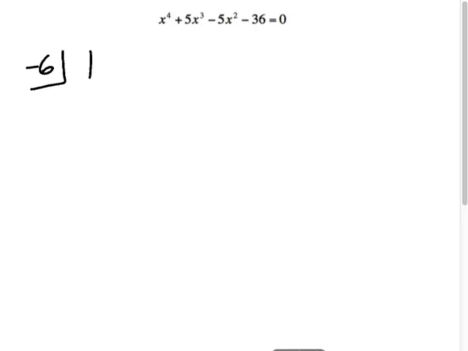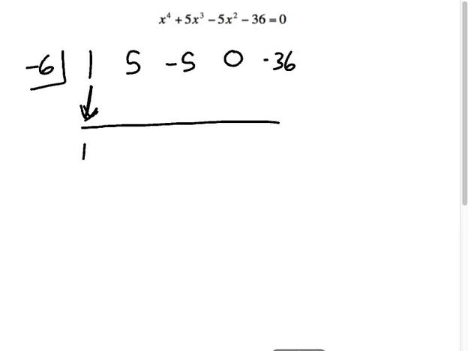So I have a 1x to the 4, 5x cubed, -5x squared, no x's, remember, you need that placeholder 0, and then a -36. Pull down the first number, now multiply. Add, then multiply, add, then multiply, add, then multiply, add, and there you go. Awesome, I got the remainder of 0 that I knew that I should be.